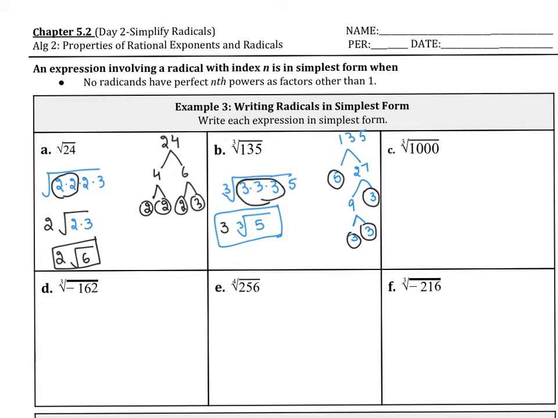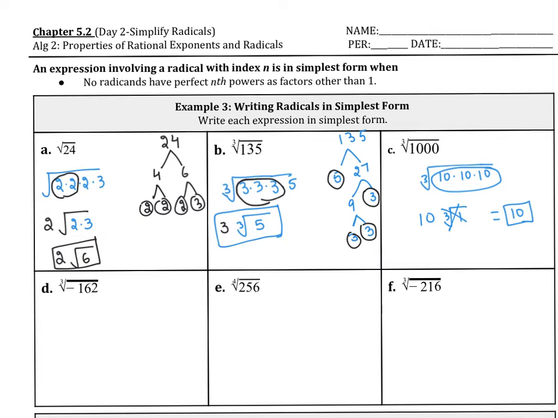Letter C is very easy. 1000 can be easily written as 10 times 10 times 10. They make a group of 3. One number from each group comes out, so the cube root of 1000 is 10. And you don't have to write cube root of 1 because you left 1 inside. You don't have to write this. You can just write 10 as your answer. Cube root of 1000 is just 10.